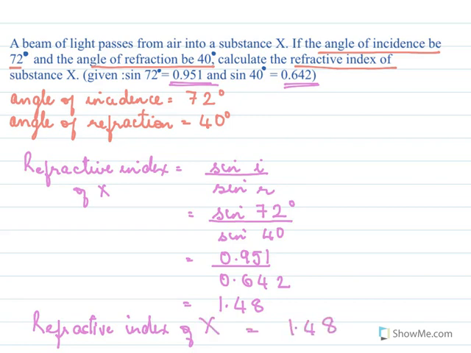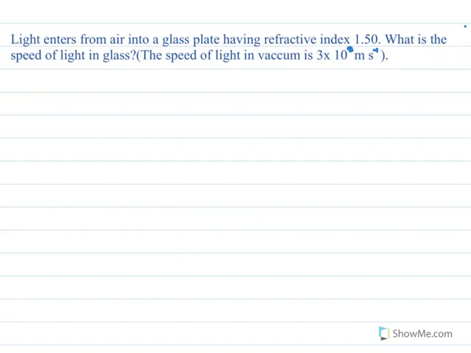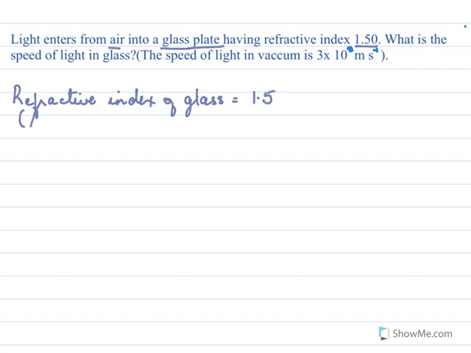It has no units. Light enters from air to a glass plate having refractive index 1.5. So this is the absolute refractive index of glass, equal to 1.5. Why do we say it is absolute? Because it is from air to glass. What is the speed of light in glass? So we need to find the speed of light in glass.